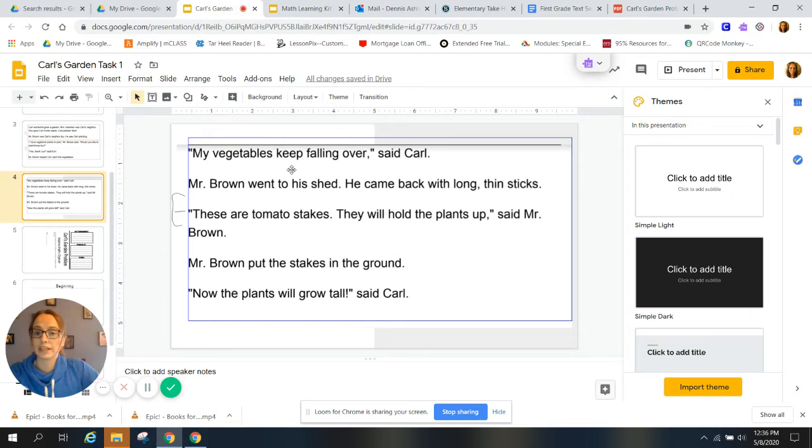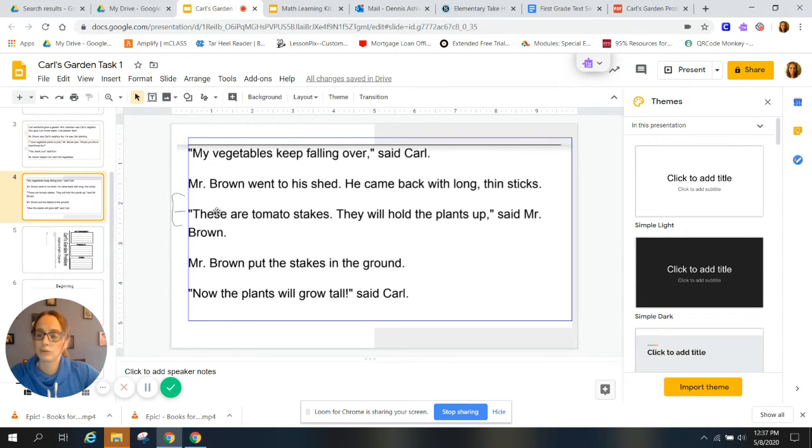Mr. Brown helped Carl plant the vegetables. "My vegetables keep falling over," said Carl. Mr. Brown went to his shed. He came back with long, thin sticks. "These are tomato stakes. They will hold the plants up," said Mr. Brown. Mr. Brown put the stakes in the ground. "Now the plants will grow tall," said Carl.